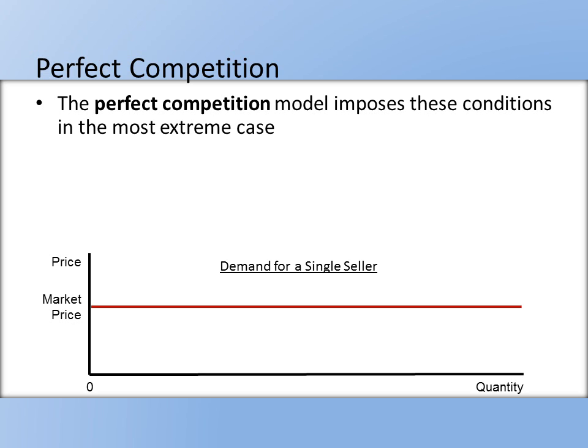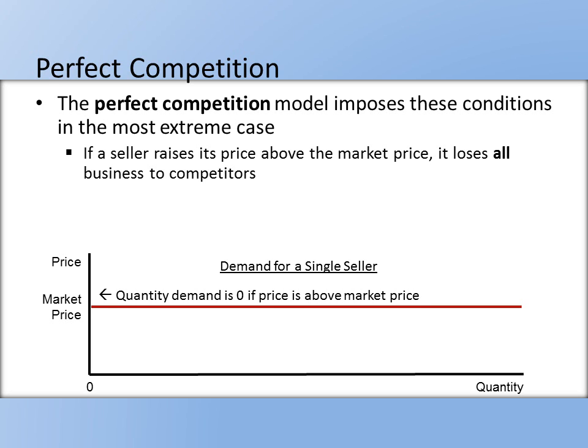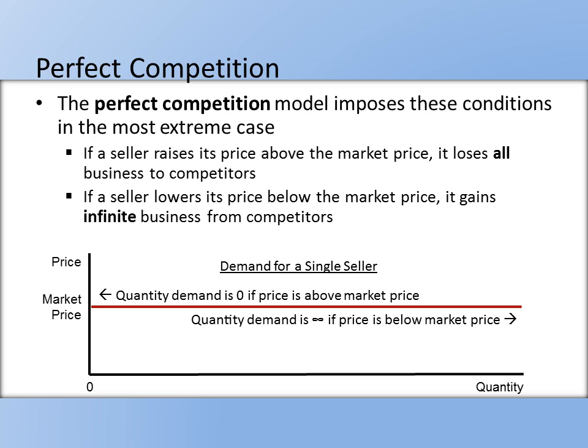So the perfect competition model imposes this condition in the most extreme case. It assumes that if a seller raises its price above the market price, it loses all business to competitors. If a seller lowers its price below the market price, it gains infinite business from competitors. Now, if you look at the demand resulting from such assumptions, what you get is a horizontal demand.